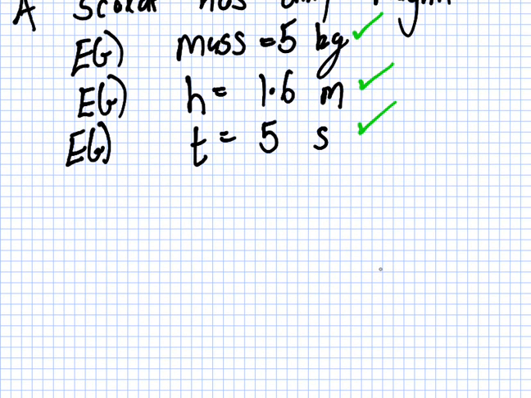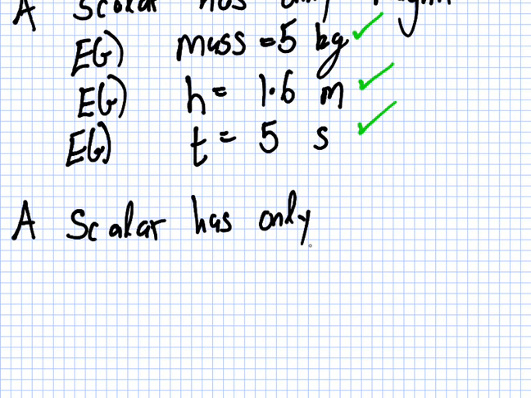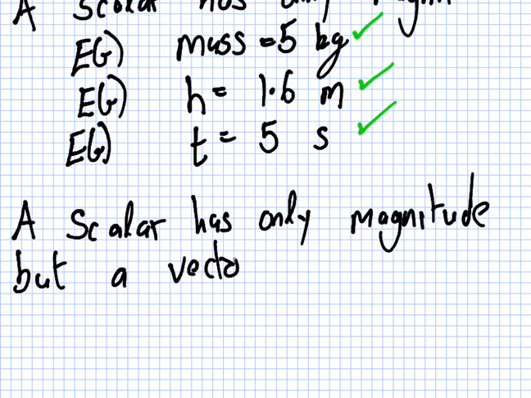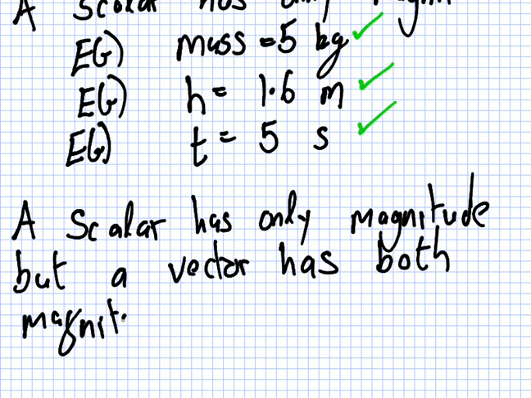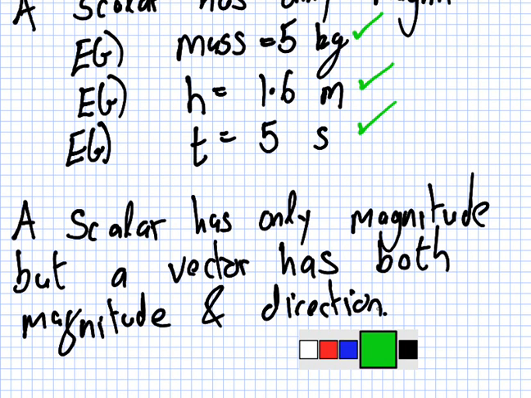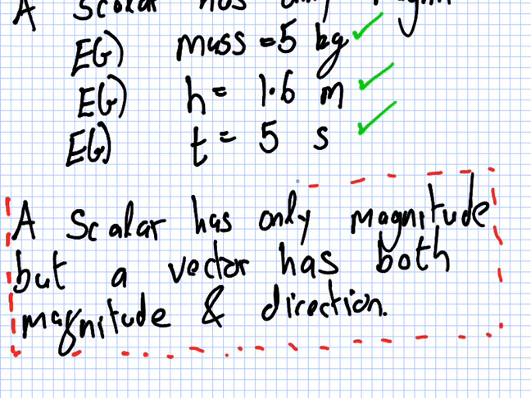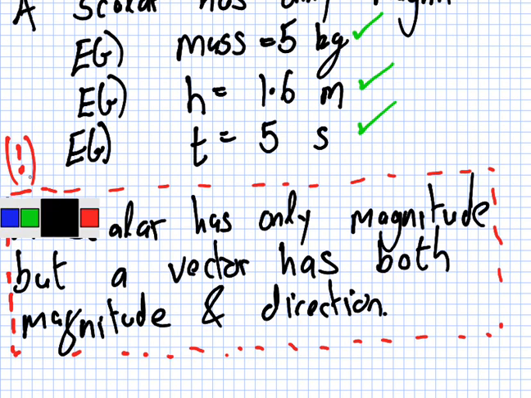So, to just summarize and then we move on, a scalar has only magnitude, but a vector has both magnitude and direction. Now the reason I'm writing this sentence out is because I'll put a box around it. It's very common in the exam: explain the difference between a vector and a scalar. It's a common question in the exam. So this here is important for the exam. So note. Okay.